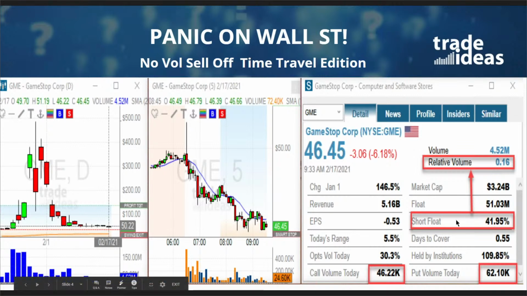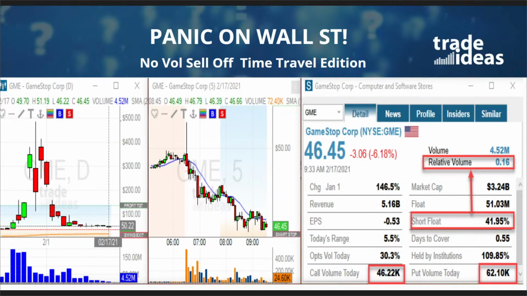But notice what I'm showing you here. On the right-hand side is our single stock window, which you can get from Trade Ideas, and you can actually customize this yourself. We're one of the few that show you how much something is up since January 1. So in this case, at $46, holy moly, GameStop was already up 146%. But Brad, look at the relative volume. What was going on here? What does 0.16 mean? If you could help me help our users.